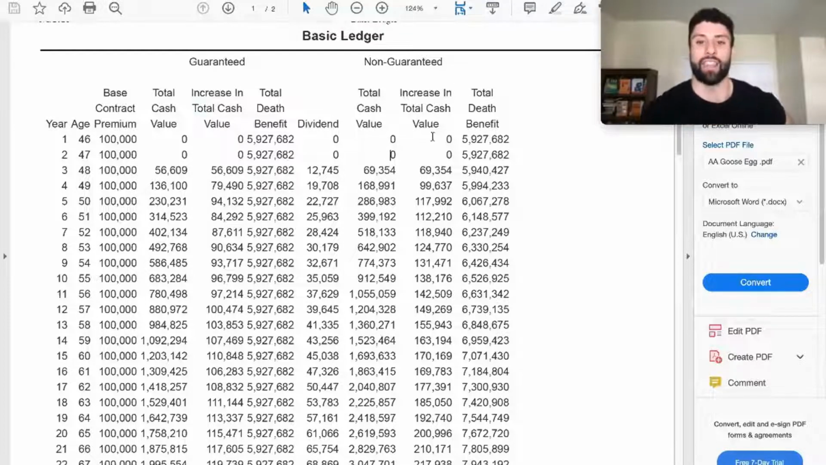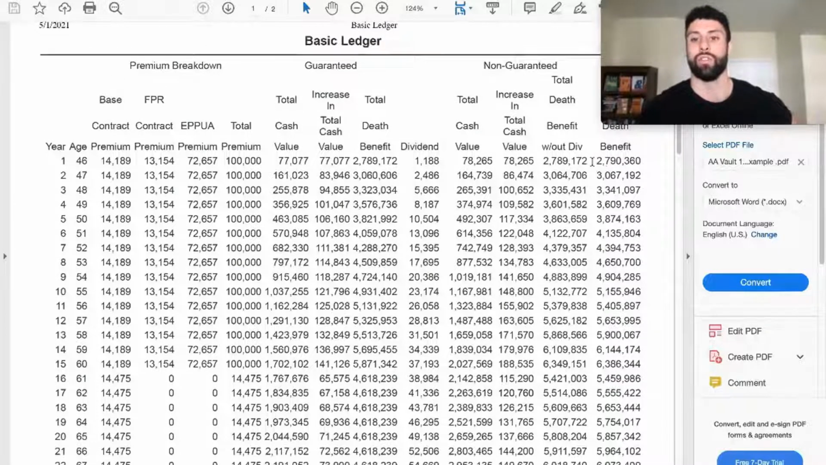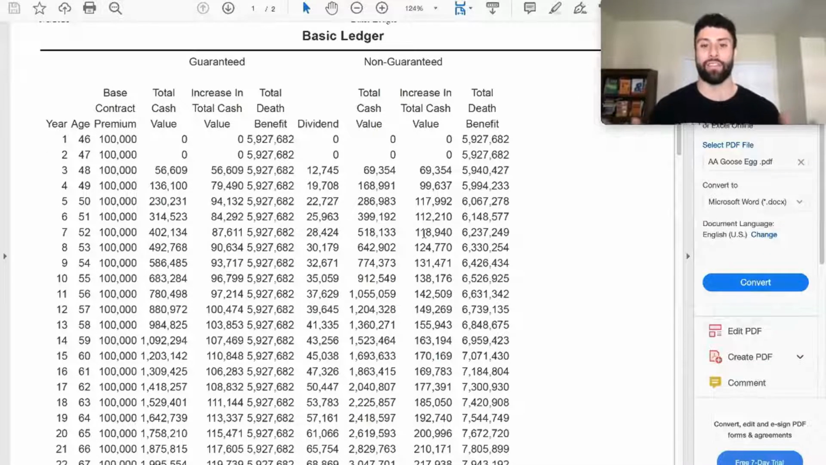You can see the death benefit is also almost $6 million versus if we come over here, the death benefit is only $2,790,000. So you can very easily tell the difference between a well-structured, designed, overfunded whole life policy and a terribly designed whole life insurance, what's the typical industry standard that you see from 99% of individuals that design them.